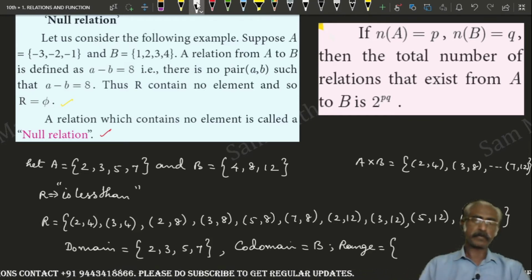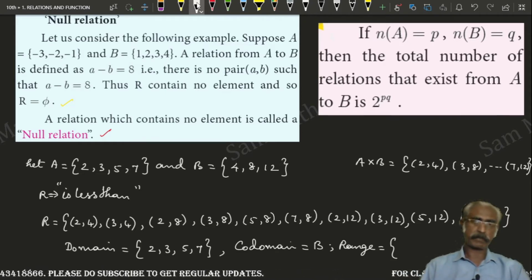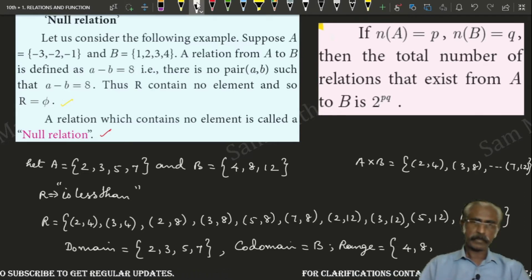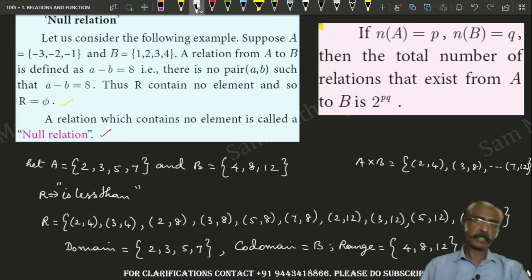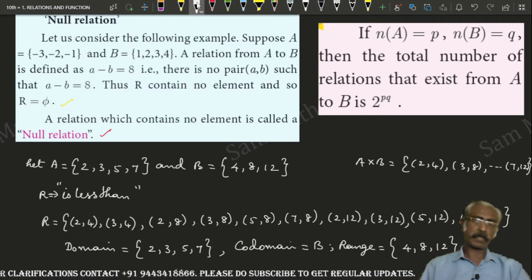Next, range. Range is equal to the second elements in each ordered pair. That is 4, 8, 12. In this case, range is equal to codomain, but not always. Okay, children? Like that, here domain is equal to A. We won't get it always like that. Right, children? It depends upon the relation we use.